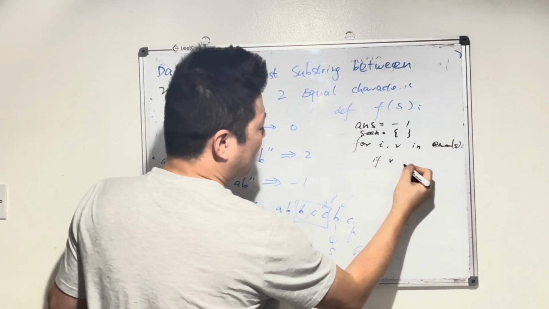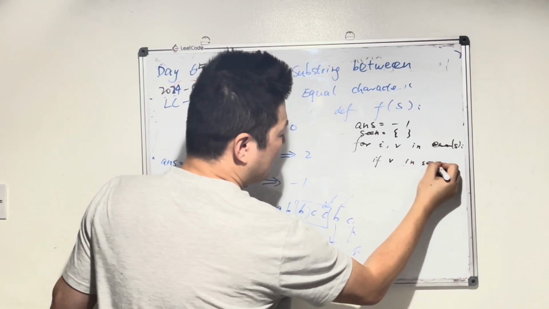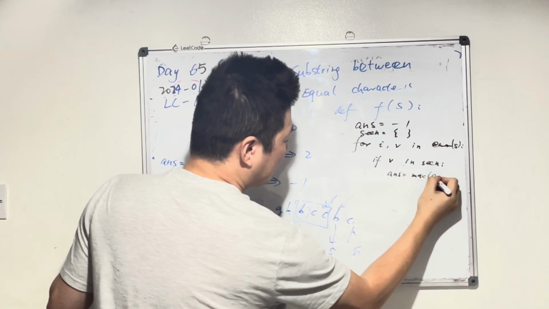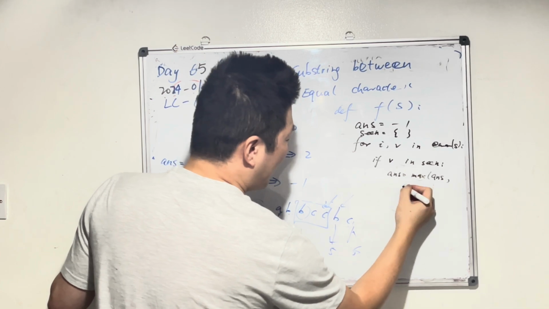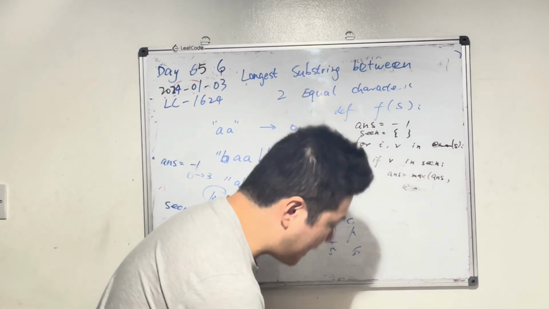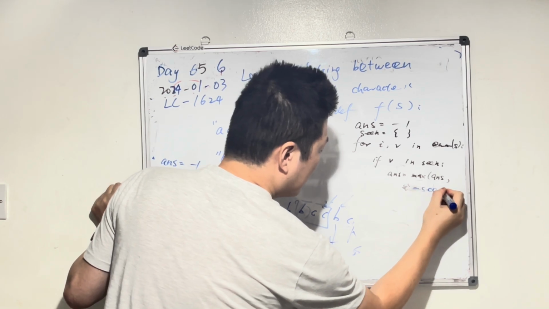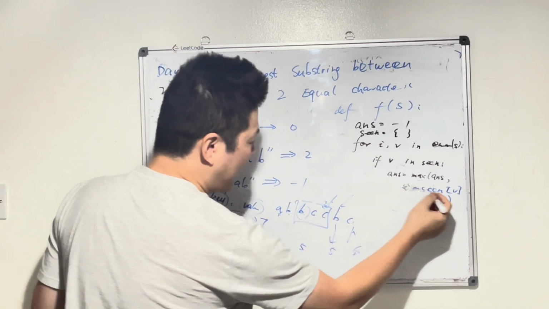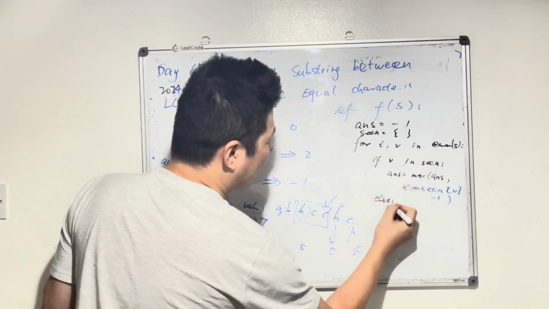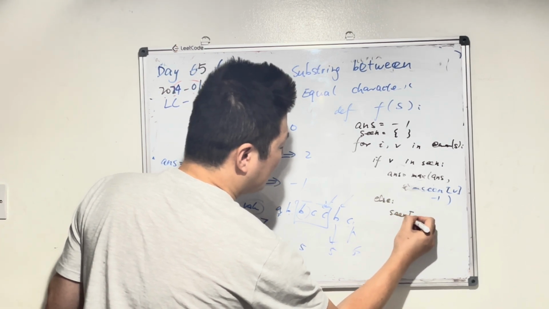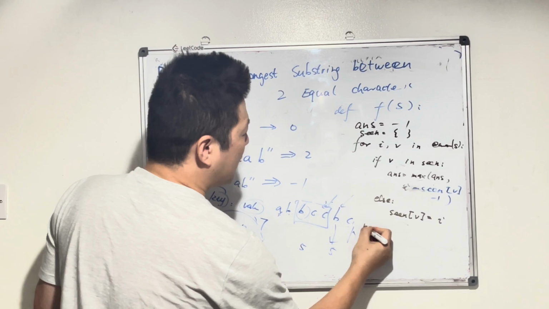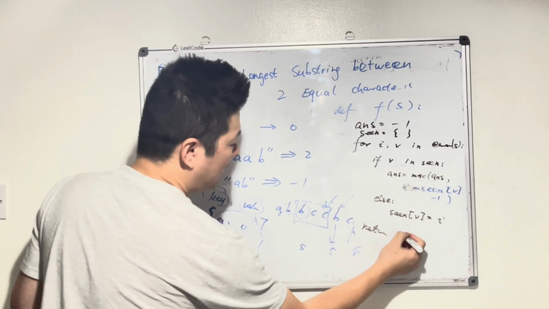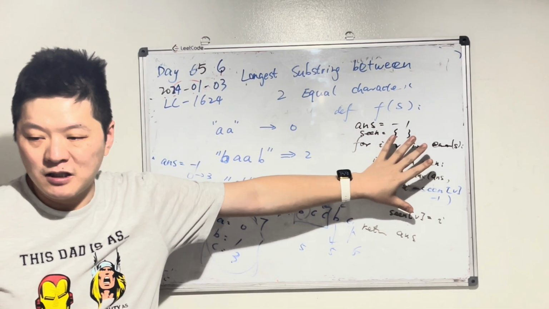If v in seen, if we've seen this before, then the answer equals the max of answer, which is the current index i minus, the first time they appear is seen[v], minus 1. This is the number of characters between the first time it appears and the current index. Otherwise, if it's the first time it appears, then we need to remember it: seen[v] equals i. And return, come on, return what? You can get this. Return answer. Yeah, obviously.